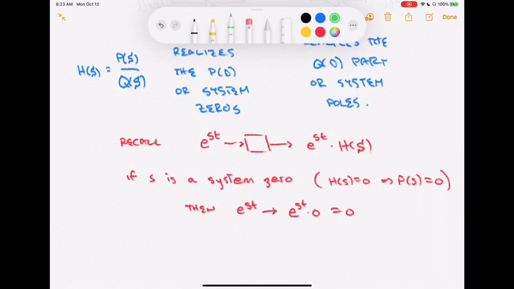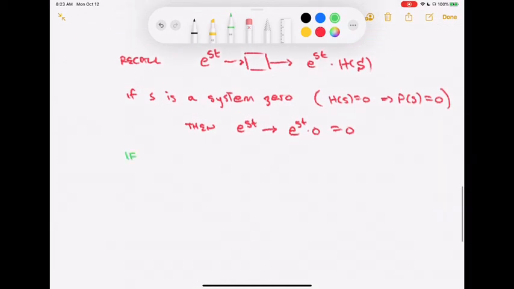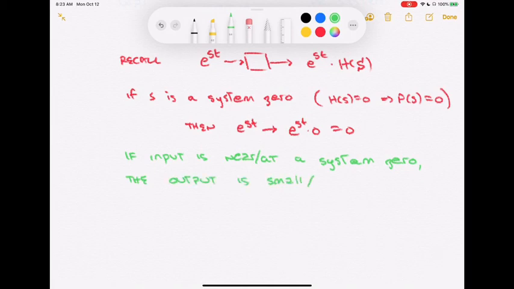So let's go ahead and mark that down. If the input is near or at a system zero in terms of frequency, the output is small or 0, which is part of the reason they call it a system zero. It zeroes out the input, so to speak.